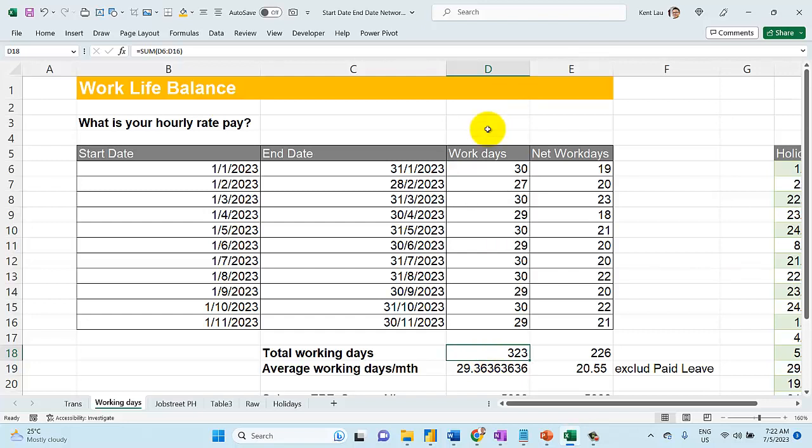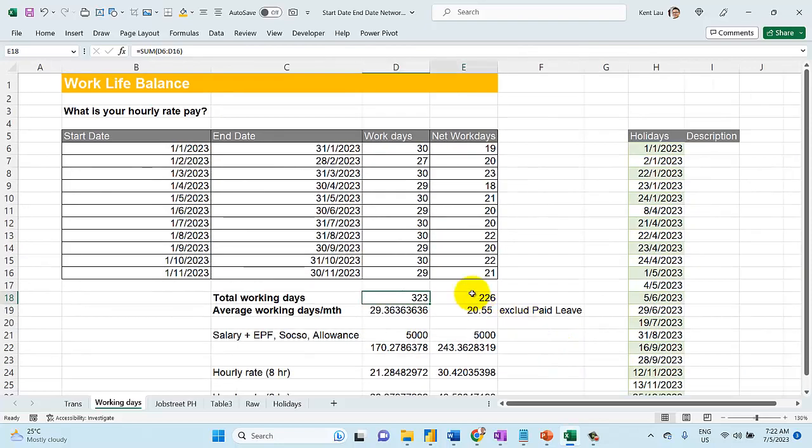But the reality is that if you're working in a company which is Monday to Friday, excluding Saturday and Sunday, then you only work 236 days, including the list of holidays that the company observes. These are the dates that I extracted from the public holidays website. So now, how do we get this 19? Yes, you got it. It's called NETWORKDAYS.